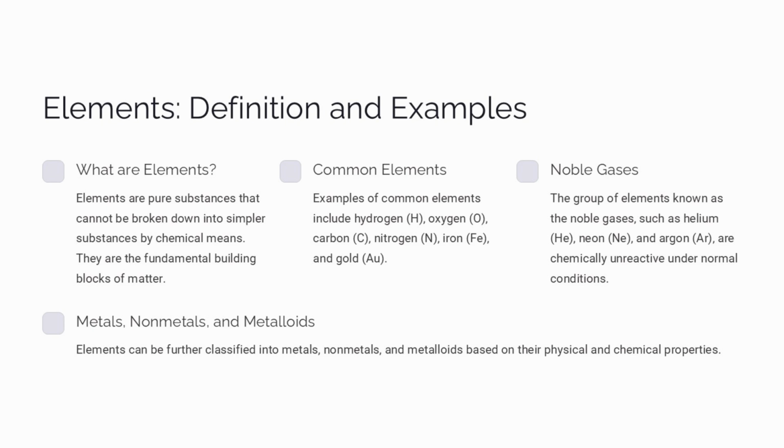Elements can be classified into metals, nonmetals, and metalloids based on their physical and chemical properties. This detailed periodic table shows the classification of elements into these three categories, with clear labels and color coding.